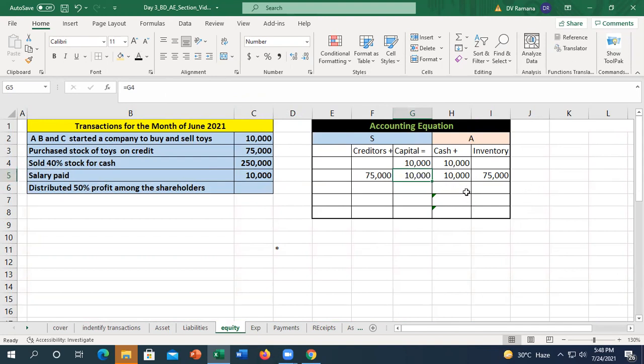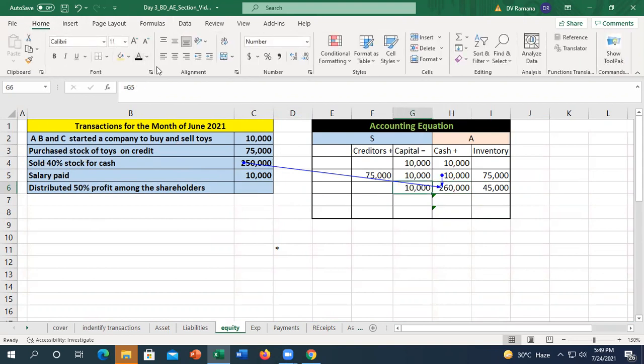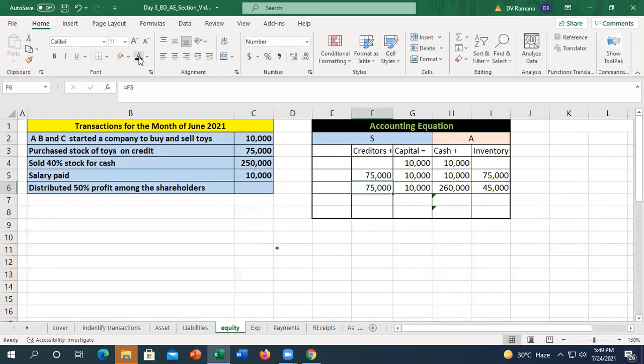Sold 40% of the stock for cash. So therefore, stock will reduce to the extent of 60%. Stock will reduce to 60%, and the cash increases by 250,000. No change in the capital and no change in the creditor.